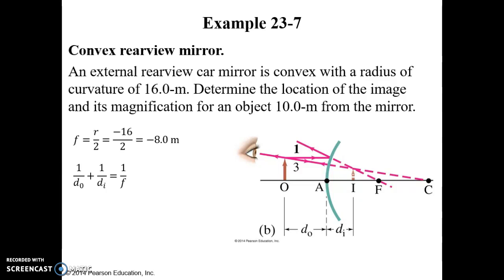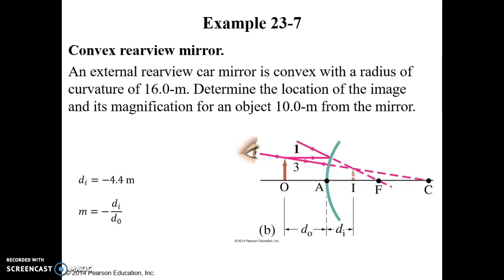We'll use the mirror equation, rearranged to solve for the image distance. The focal length is -8 meters, and the object is +10 meters because it is in front of the mirror. Plug and chug to get -0.225. Now take the reciprocal to get -4.4 meters as the image distance. The negative refers to the image being located behind the mirror, and therefore it is virtual.